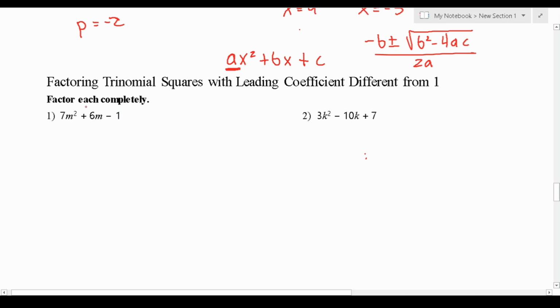Finally, I want to mention that on the ASVAB, you're probably not going to be told to factor. Rather, for number 1, for example, you'll be told to solve for m instead. And in light of that, you have to recognize, 1, that this is a quadratic equation. And in light of that, you can either use the quadratic formula or this factoring technique we're going to talk about today to solve for the variable m.